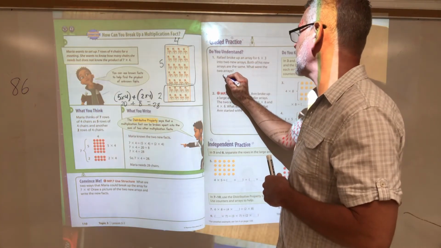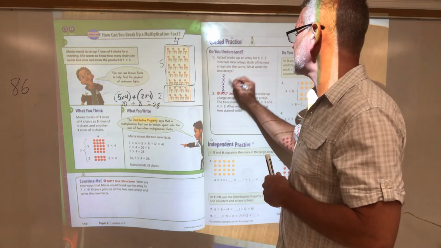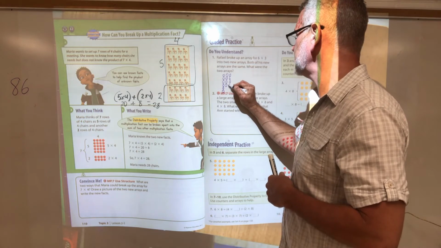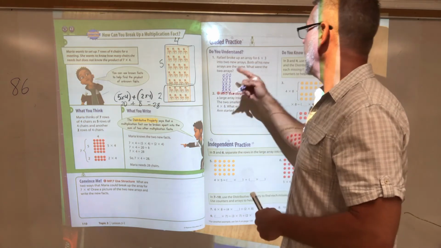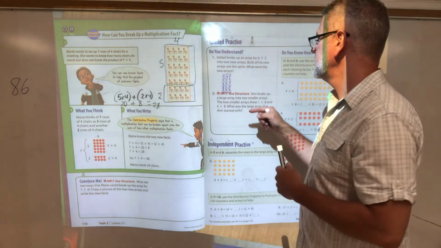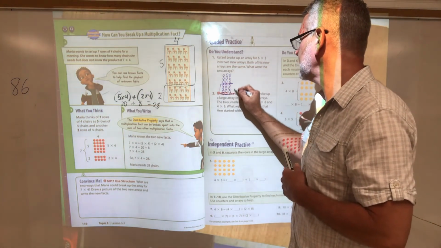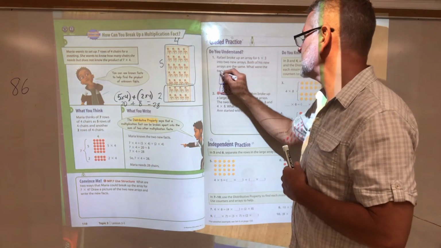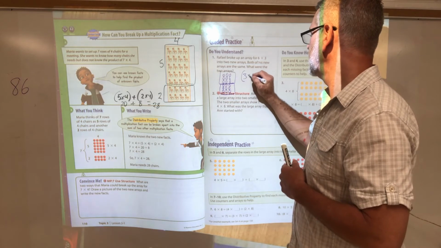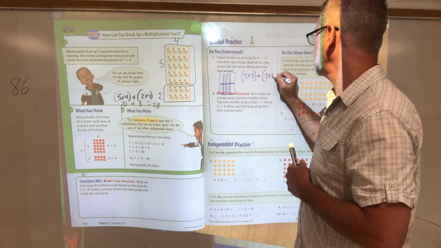So I'm going to draw that. 1, 2, 3, 4, 5, 6. And there's 3 in each one. Keep them nice and straight. And he broke this into 2 arrays that were the same. So, in other words, he broke it into this group and this group, because those have the same numbers. And this is 3 groups of 3 and 3 groups of 3.